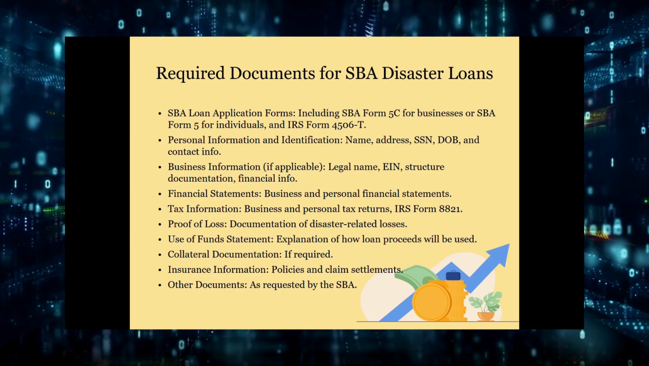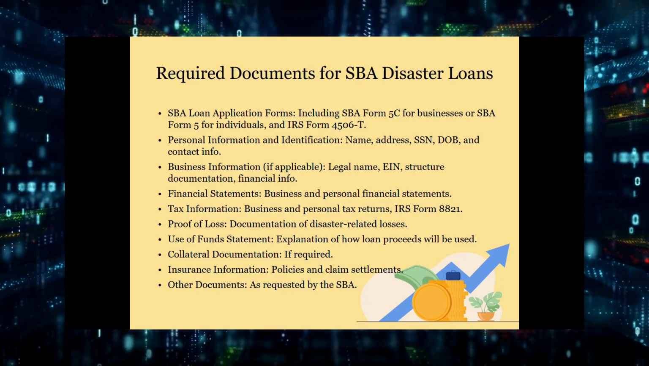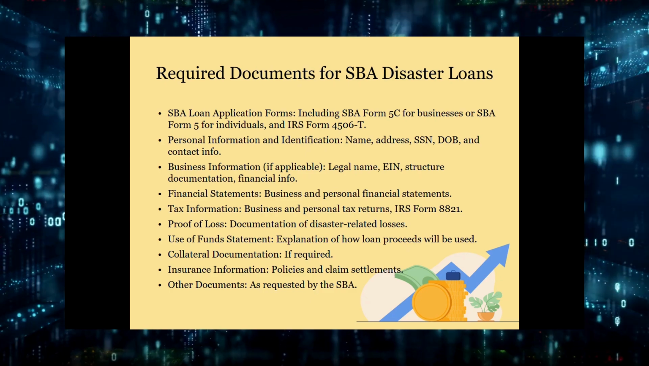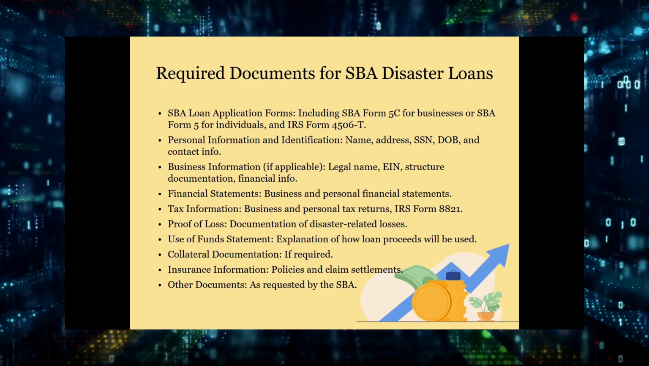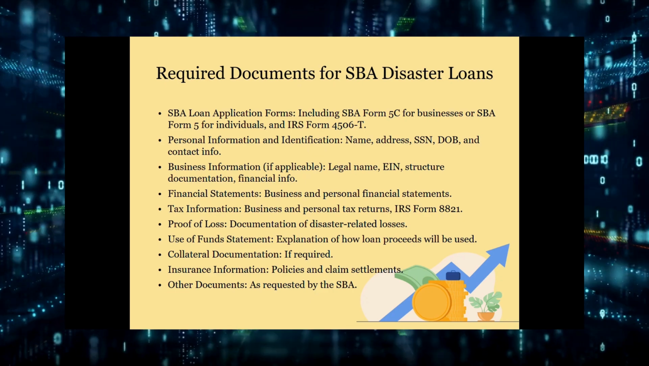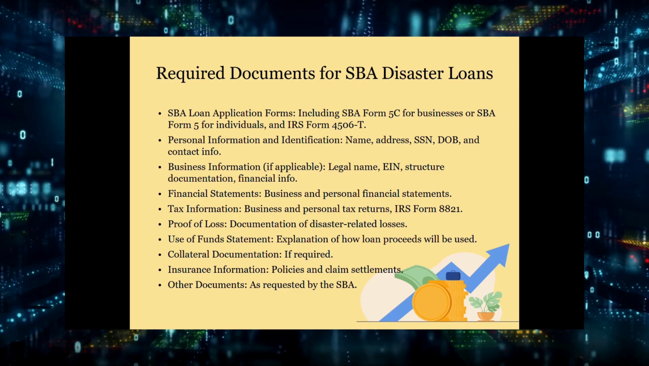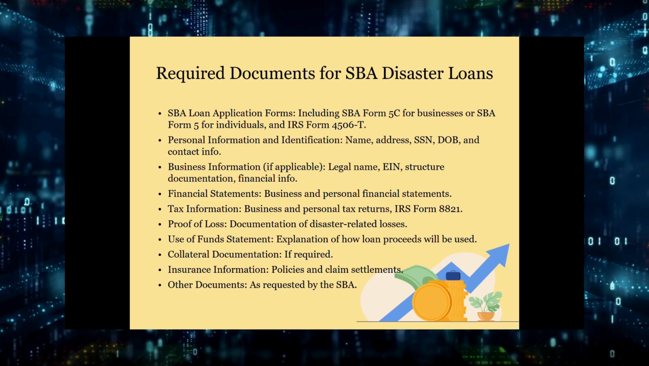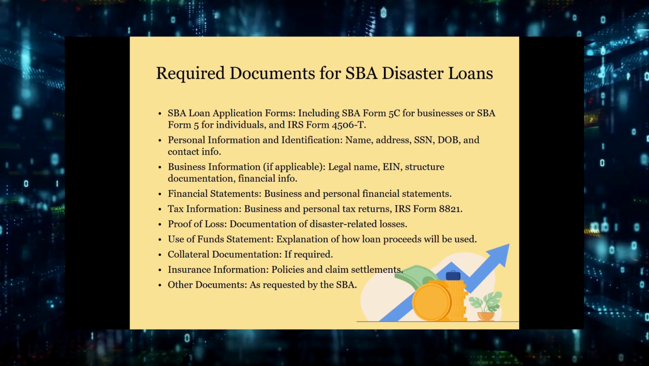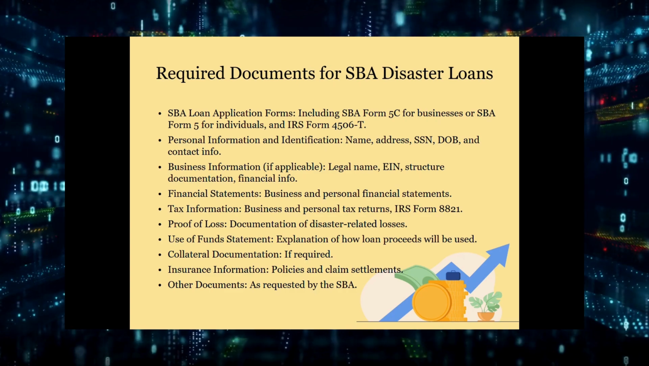Use of funds statement. Clearly explain how you plan to use the loan proceeds, such as repairing or replacing damaged property, covering operating expenses, or paying debts. Collateral documentation. If collateral is required for the loan, provide documentation related to the assets being used as collateral. Insurance information. Include details of any insurance coverage you have, including policies and claim settlements. Other documents. Depending on the specific requirements of your loan application and the nature of the disaster, additional documents may be requested by the SBA.